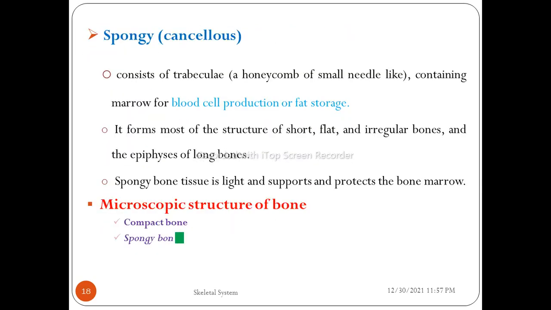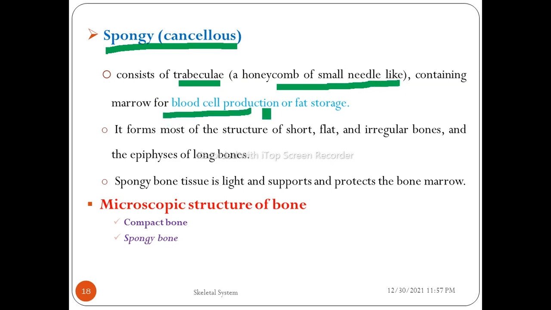The other is sponge bone, or cancellous bone. Sponge bone consists of trabeculae, a honeycomb of small needle-like structures, containing bone marrow for blood cell production and fat storage. So sponge bone has trabeculae like a honeycomb, with a small needle-like appearance, containing bone marrow for blood cell production and fat storage. It forms most of the structure of short bones, flat bones, and irregular bones, and the epiphysis of long bones.